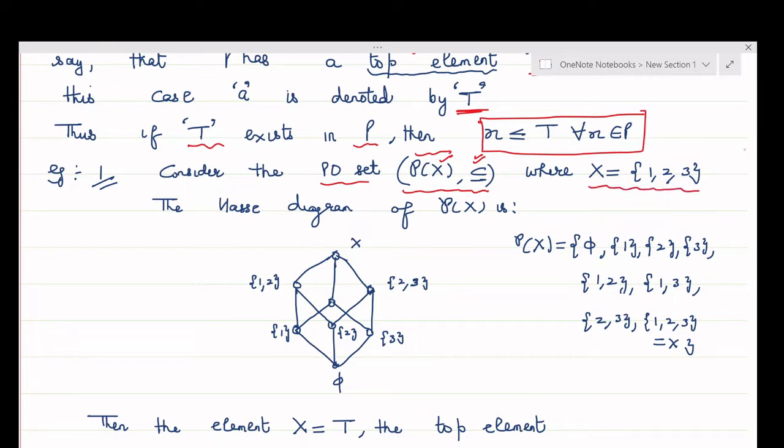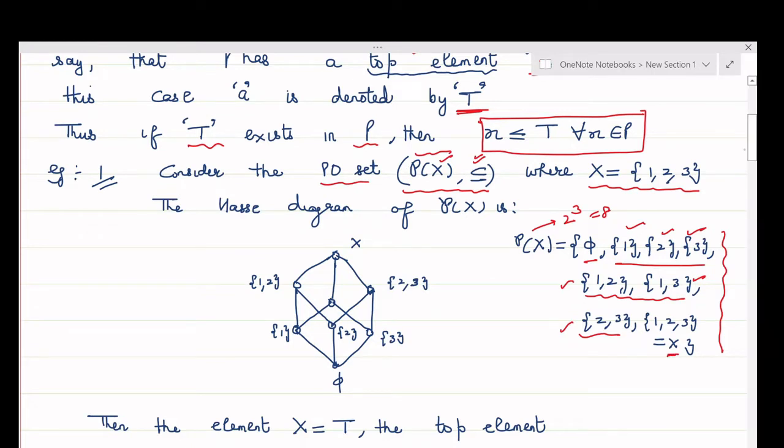In particular, in this example, we have taken capital X to be the set {1, 2, 3} consisting of 3 elements. So the power set of X will consist of 2^3 = 8 elements. If we list out those 8 elements, they are the empty set; then the singletons {1}, {2}, {3}; then the subsets consisting of 2 elements each, {1, 2}, {1, 3}, {2, 3}; and last the set X itself, {1, 2, 3}.